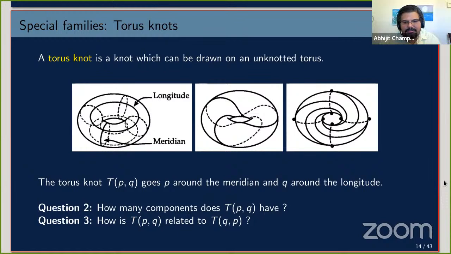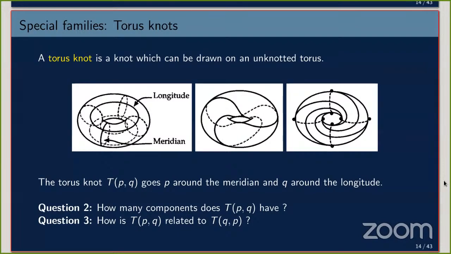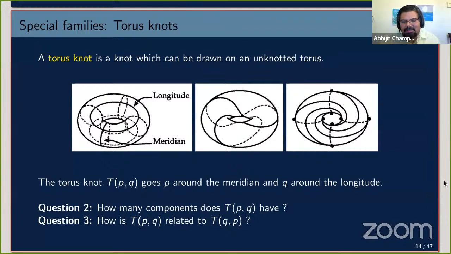Yes. How do we know that satellite knot is a knot? It is just by construction. When we are constructing it, we are getting a smooth embedding of a circle in the three space. That is why it is a knot.